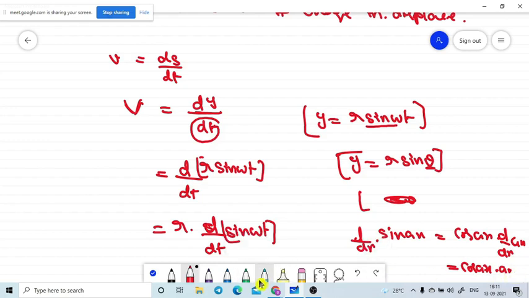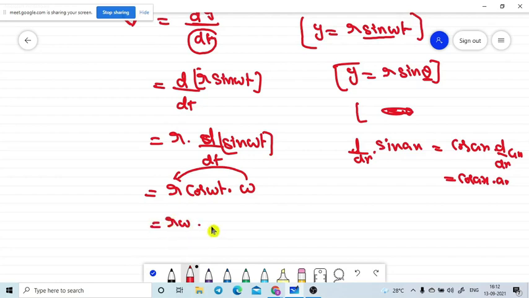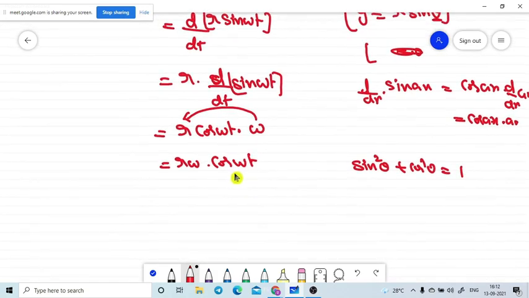With the help of this formula, instead of a we have omega, so that's R into cos of omega t into omega. Send this omega to this side, so we have R omega into cos omega t. You know the formula sin square theta plus cos square theta is equal to 1. Here omega t is equal to theta only.